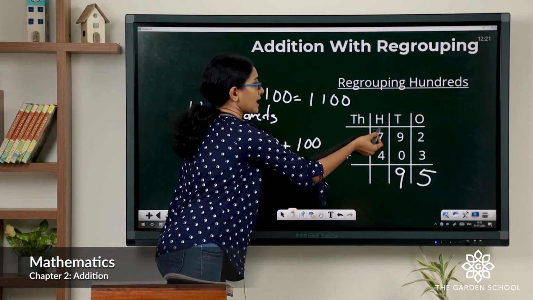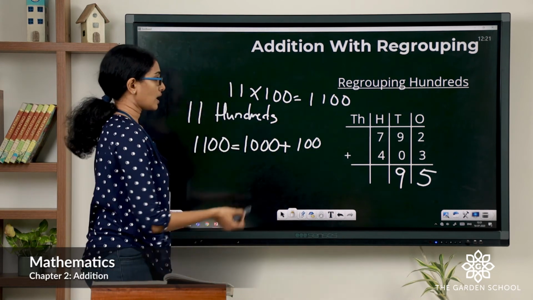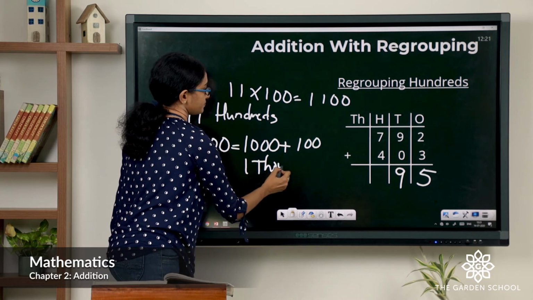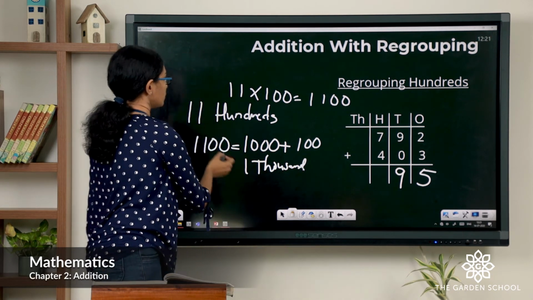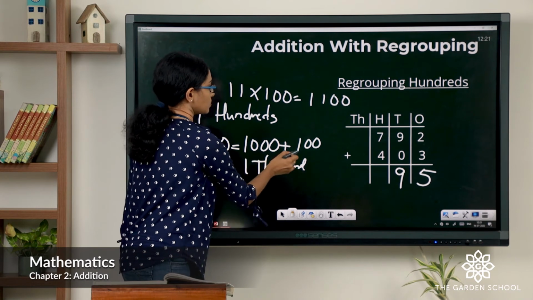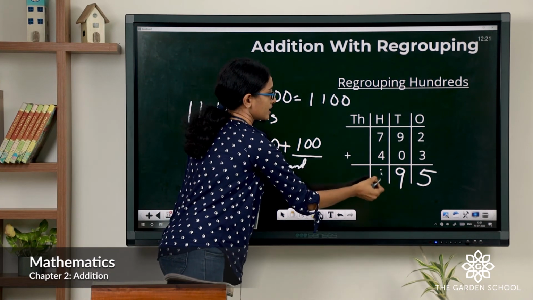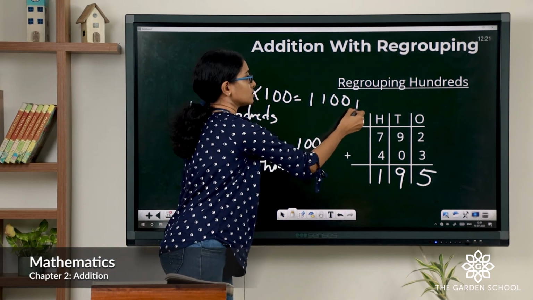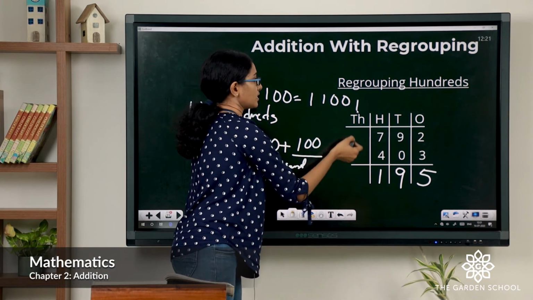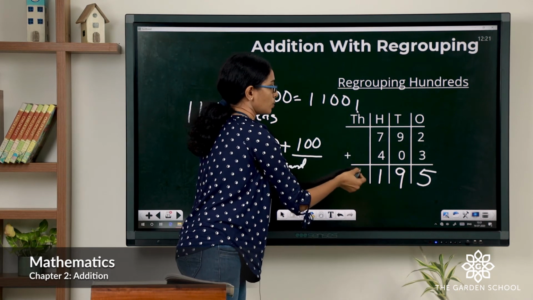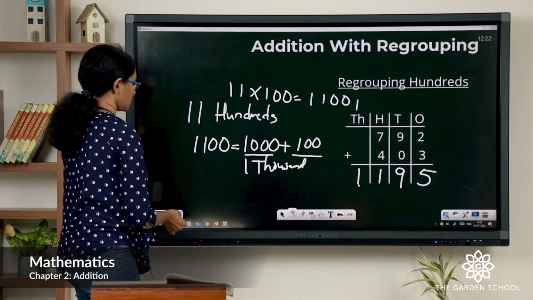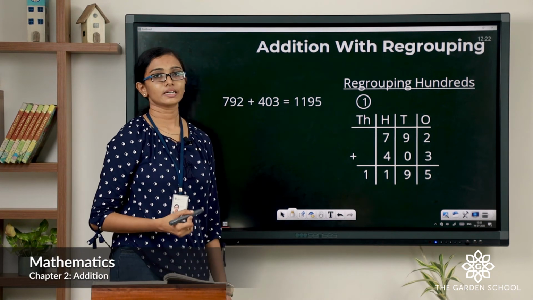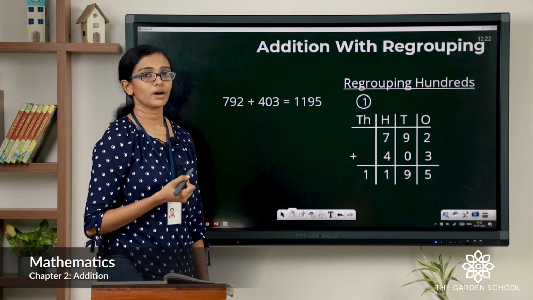So when you are actually adding 700s and 400s, you are getting 1000 and 100. So from this 1100, you write this 100 in the hundreds place and then carry over this 1000 to the thousands place. So here we have 1, the carried over 1 in the thousands place. So that gives you the sum 792 plus 403 equals 1195.